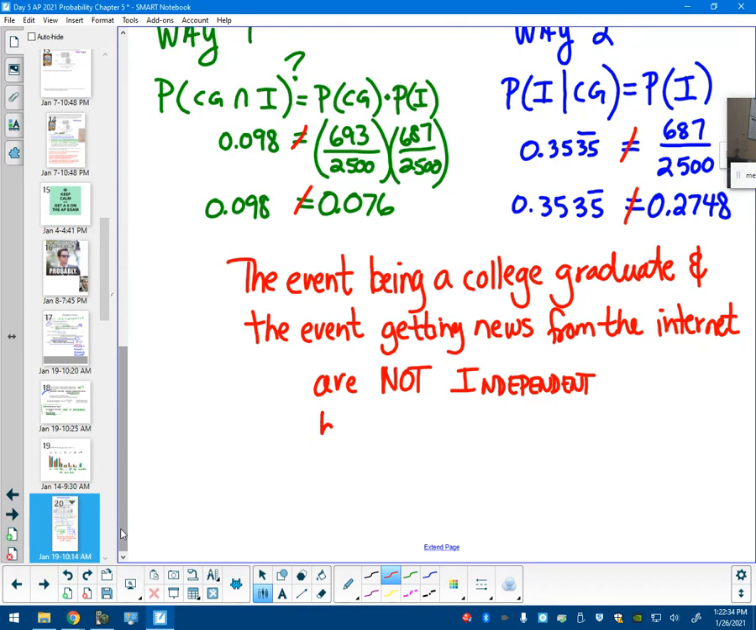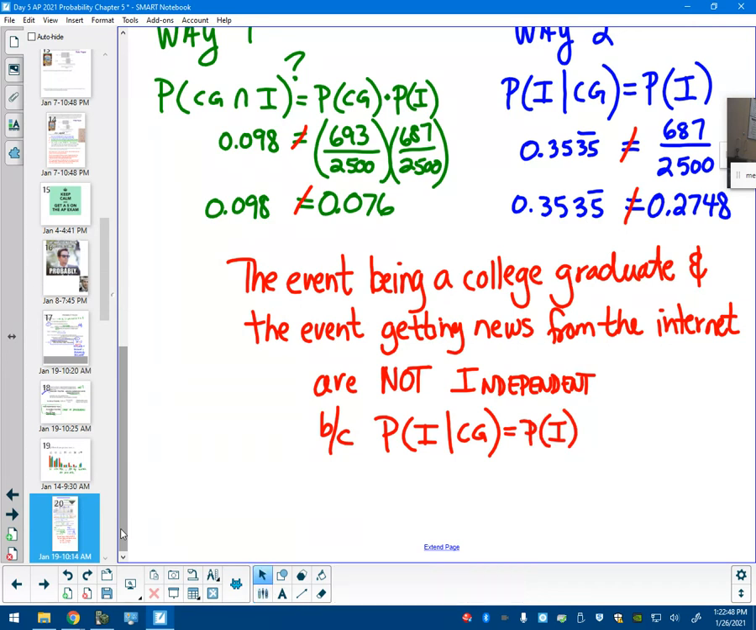Why? Well, because, and here's where you tick the way that you did, I'm going to tick the second way. The probability of internet knowing that you're a college graduate is different than the probability of somebody just getting their news from the internet. You should be able to explain what those two decimals mean. If all the 2,500 people are sitting there and you ask those to stand who get their news from the internet, there's a 27.4 or 27.5% chance that you're going to have somebody stand up.